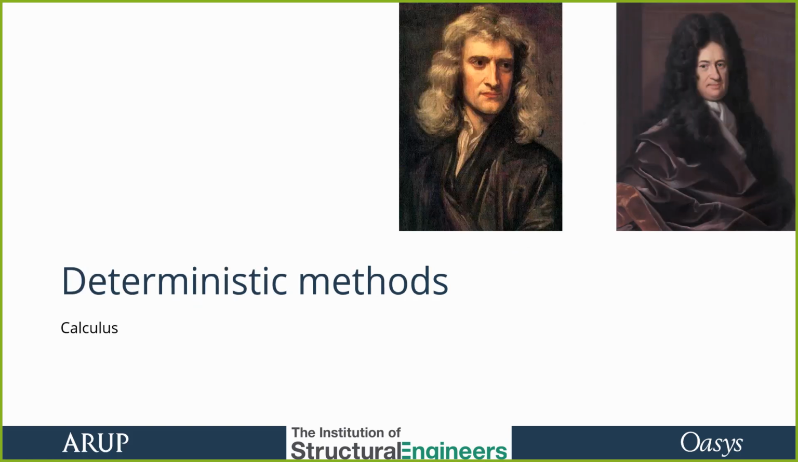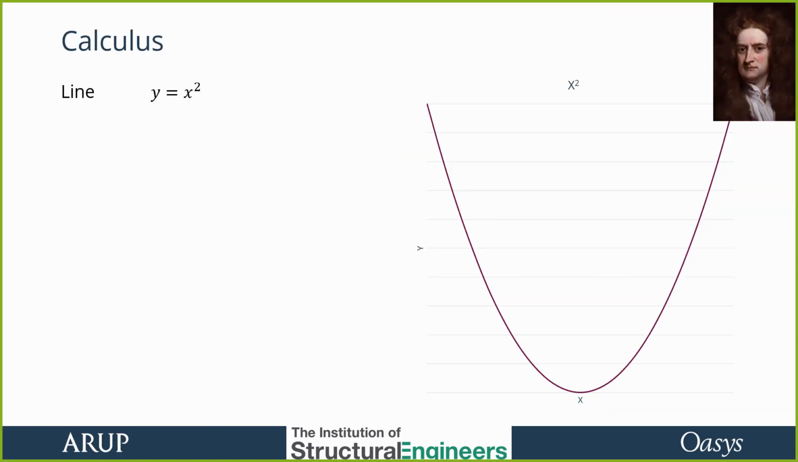So, deterministic methods. I mentioned calculus, and here is a picture of Newton and Leibniz, who both co-invented calculus all those years ago and then argued horribly about it. So I like simple examples. Imagine you can define the formula of the structure as y equals x squared. How do we optimize it?